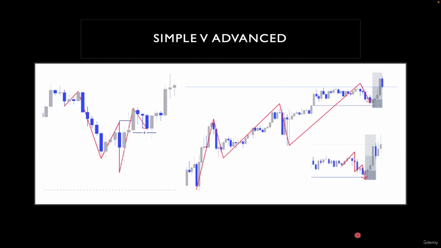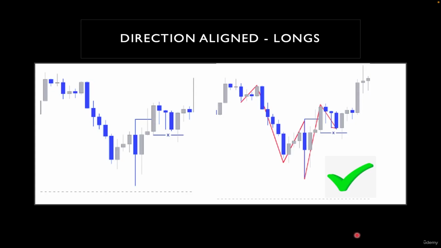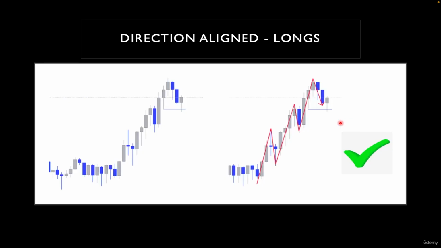So let's have a look at a few examples. As you can see here, we're making lower highs, lower lows, lower high, lower low. We break to the upside. This is the one we just saw. And then we retrace and print our bullish trigger candle. So the direction is aligned. This one here, trending to the upside, higher highs, higher lows, higher high. We retrace, we print our bullish trigger candle. So the direction is aligned.